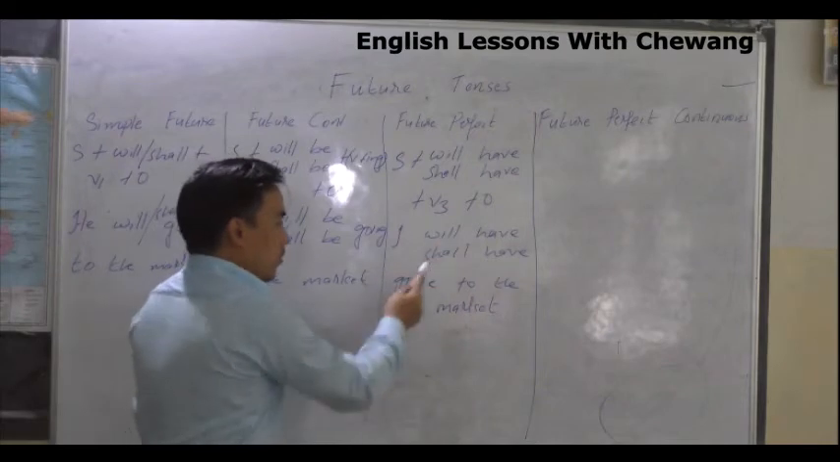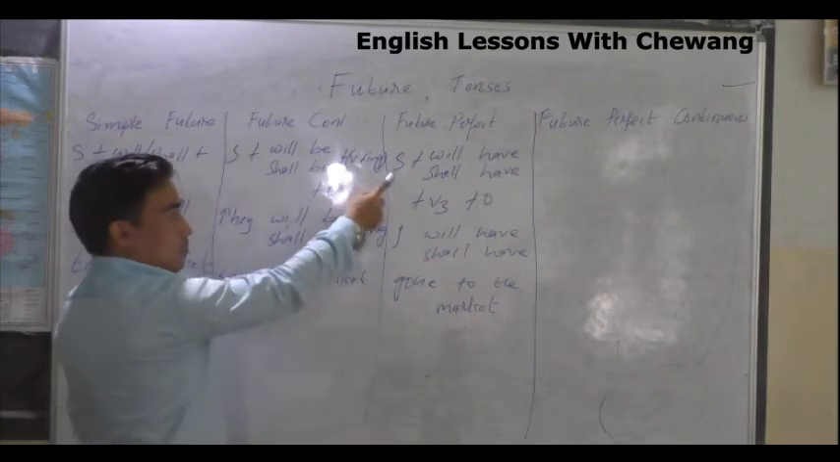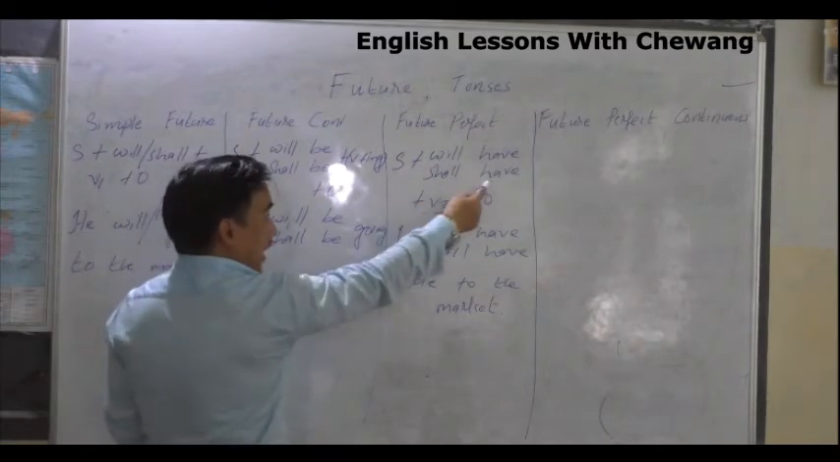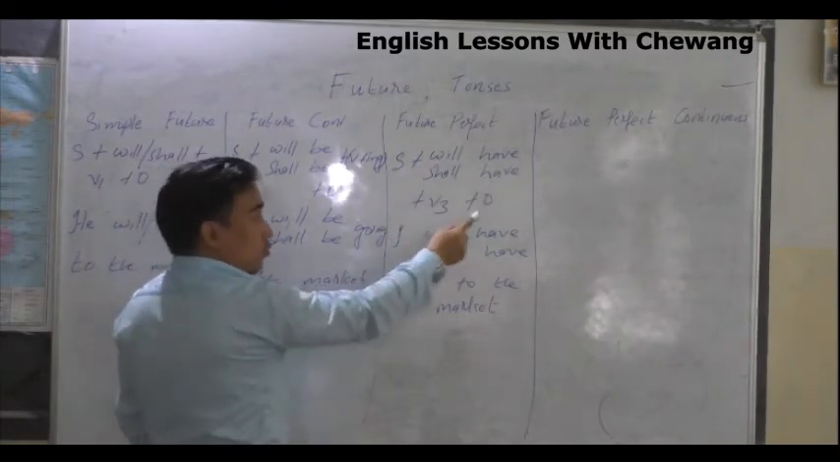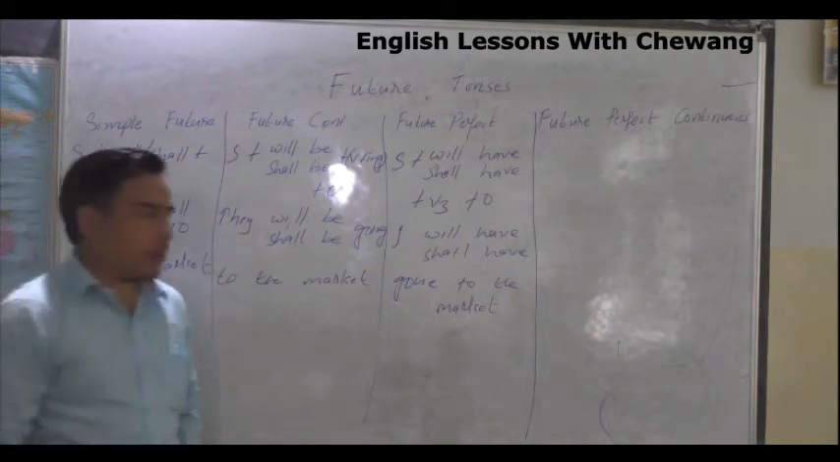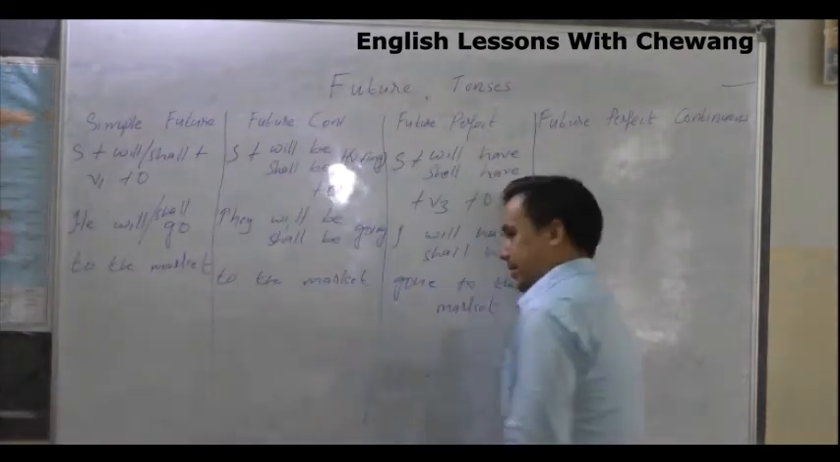So I will have gone to the market. I, subject, will have, again, it will be there for sure. Okay, will have, shall have, third form of the verb, gone to market, object. Very simple, yes or no? Right. So I will have gone to the market.